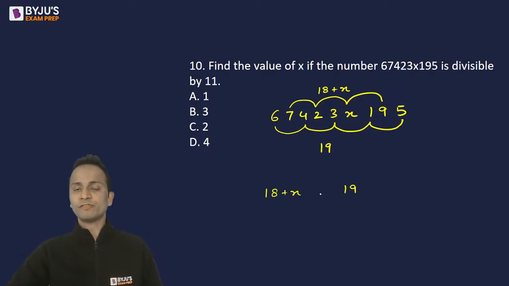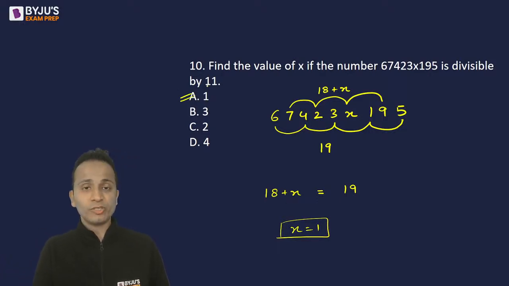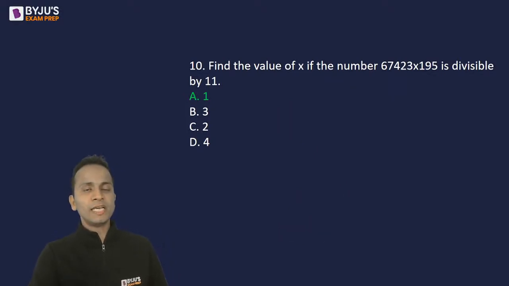The difference of these two should be equal to 0 or a multiple of 11. So first of all, I'll equate them and we'll try to find out the value of x. x comes out to be 1. So yes, x equal to 1 is among the options and that will be the answer. So yes, Bhavika, that is an absolutely correct answer. So option A is the correct one for question number 10.